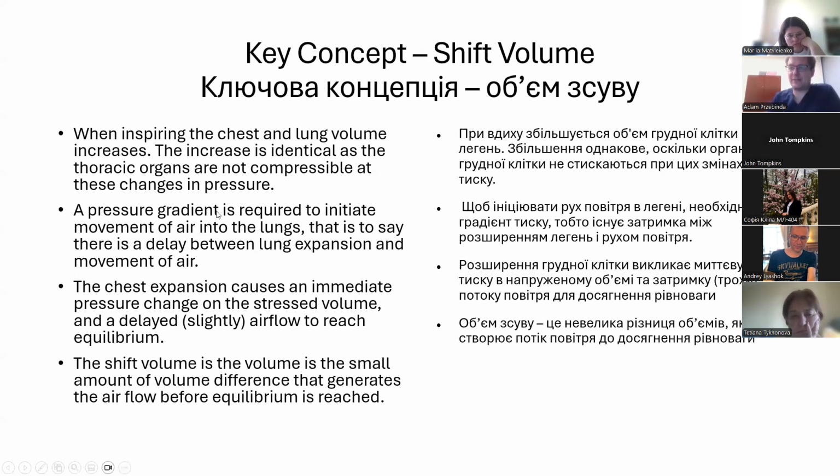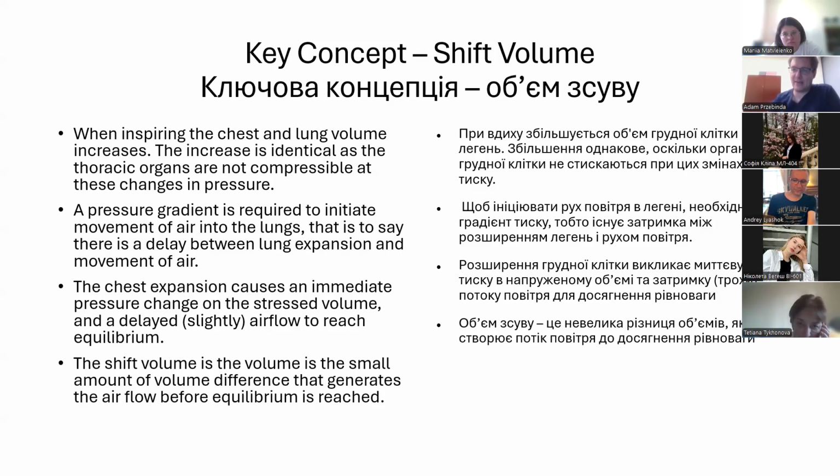Obviously, a pressure difference or gradient is needed to move air into the lungs and out of the lungs. That's just to say that there's a delay between the expansion of the lung and the movement of the air. So when you breathe, the diaphragm goes down, the chest wall goes out a little bit, and the chest expands, and that generates a pressure change on this stressed lung volume. And that pressure change then, after a very slight delay, causes airflow to come into the lungs.